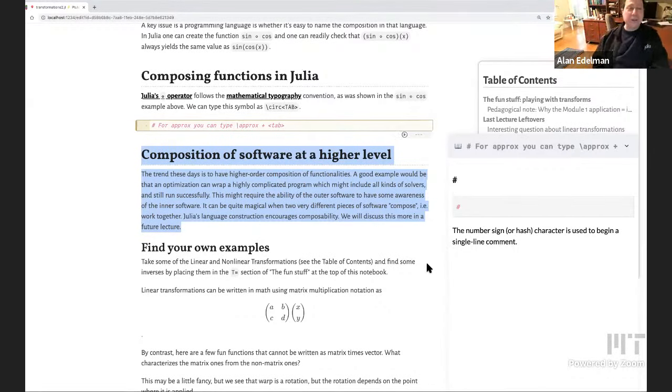So the idea of composing, whether we're talking about composing a single function of one variable or multivariable or software in general, is the idea that you could do the one thing and then the other thing, right? And it just goes all the way through.